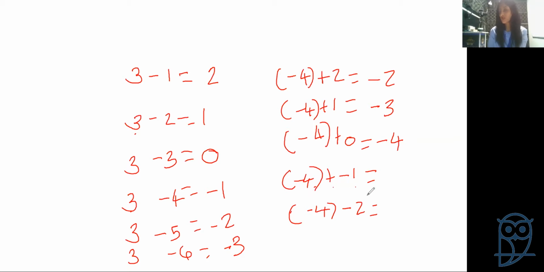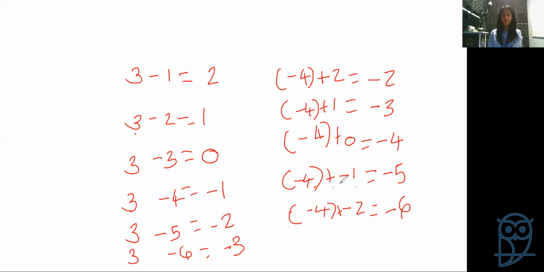Minus 4 plus minus 1. It's going to be minus 5. Minus 4 plus minus 2 is going to be minus 6. Now, how are these things happening? How do you know whether the number is going to be increasing or decreasing?